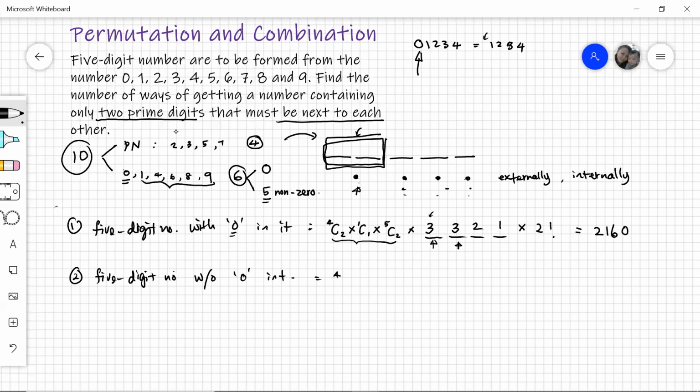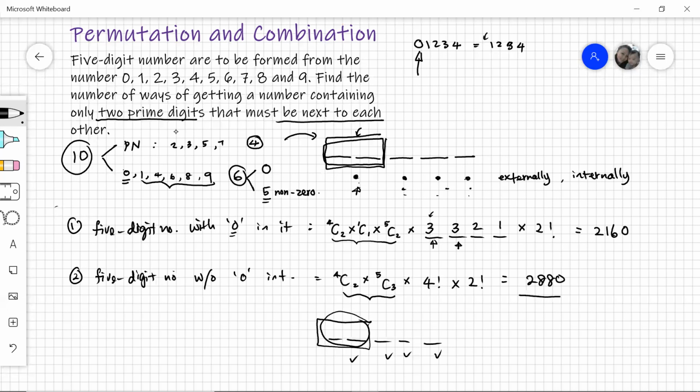Okay, and the second scenario, without 0 in it. So same thing, first we choose 2 from the prime numbers, then followed by we choose 3 non-zero digits. So 5 choose 3. Once we have done choosing, now we move on to the second phase, the permutation phase. So for that, 4 empty spaces, 1, 2, 3, 4, whereby the first empty space can go in the bulk. So 4 items to arrange externally. So we have 4 factorial, followed by internally 2 items. Therefore, this one will give us 2,880.